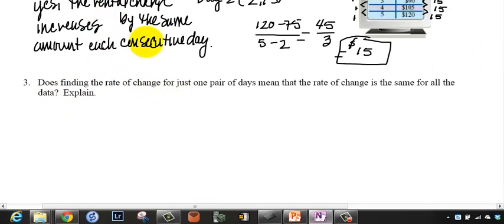So the next question for this particular situation: does finding the rate of change for just one pair of days mean that the rate of change is the same for all the data? Explain. Yes, it does. And we can say that because the rate of change is constant between all the days. If it is a linear function, we've had that discussion, it will be the same between any amount of days, because it's increasing the same amount versus the same horizontal change for each of them. So if the function is linear, we can say this.